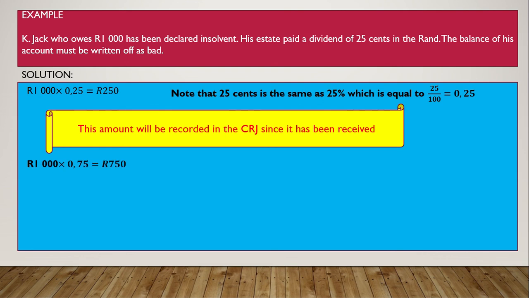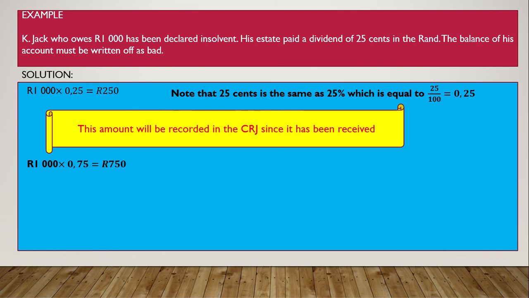And then we've got the 75% that we need to write off. This is simply 1,000 multiplied by 75%, which is the same as 0.75. This will be recorded in the general journal, because we are writing it off. It is a bad debt.